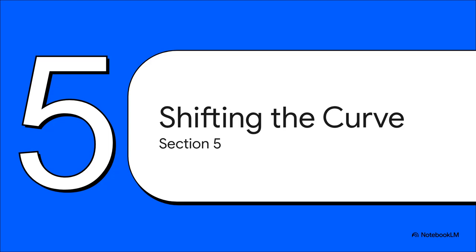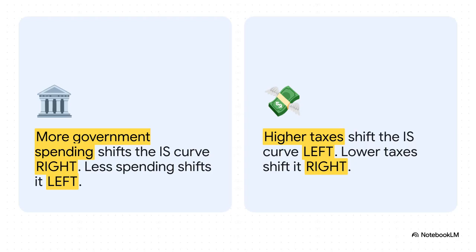So we know that when the interest rate changes, we move along the curve that's already there. But what happens if something other than the interest rate makes people want to spend more or less? Well, that doesn't just move a point on the curve, it shifts the entire curve, signaling a major change in the whole economy. And government actions are a perfect example of this. Let's say the government decides to spend a ton of money on building new roads. That injects more spending into the economy, no matter what the interest rate is, so the whole IS curve shifts to the right. On the other hand, if they raise taxes, people have less money to spend, consumption goes down, and the whole curve shifts to the left.